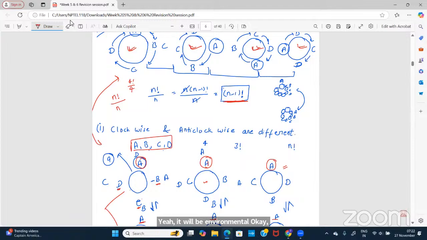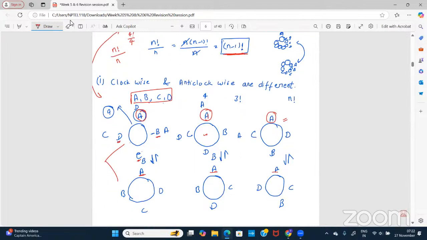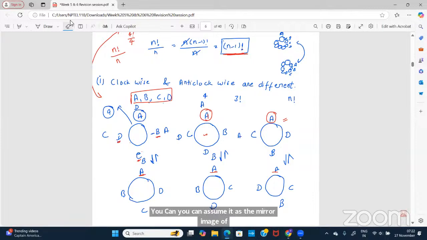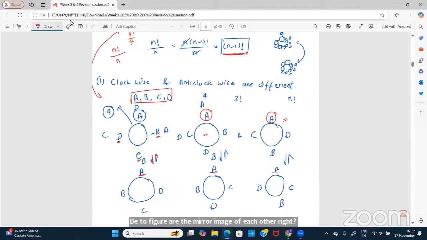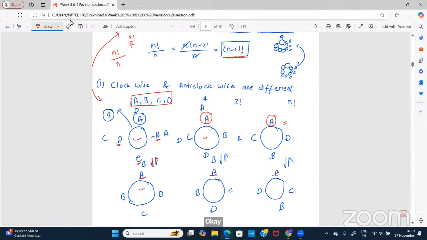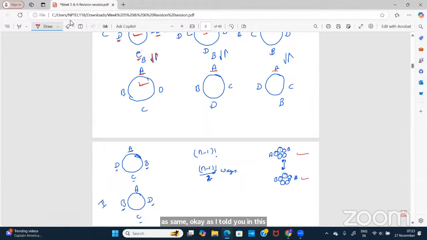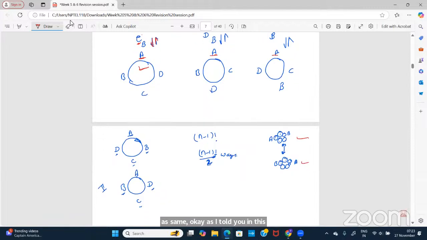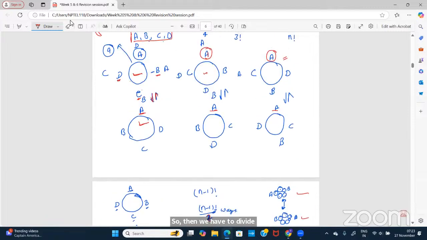This is when clockwise and anti-clockwise are different. What is clockwise and anti-clockwise? You can assume it as the mirror image of this. You can see that these two figures are the mirror image of each other, right? If these two are different, then it will be n minus 1 factorial. But what if you are considering these two as same, as I told you in this bracelet example? Then we have to divide by 2, because we are considering that these two are same. So these two will become one arrangement only.